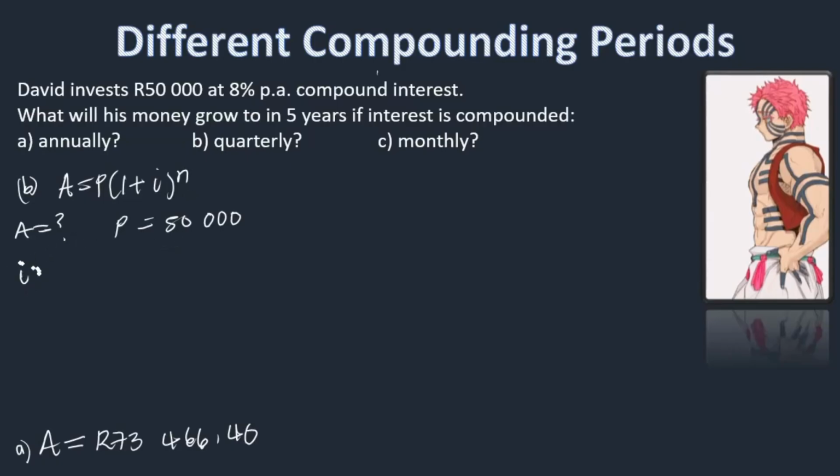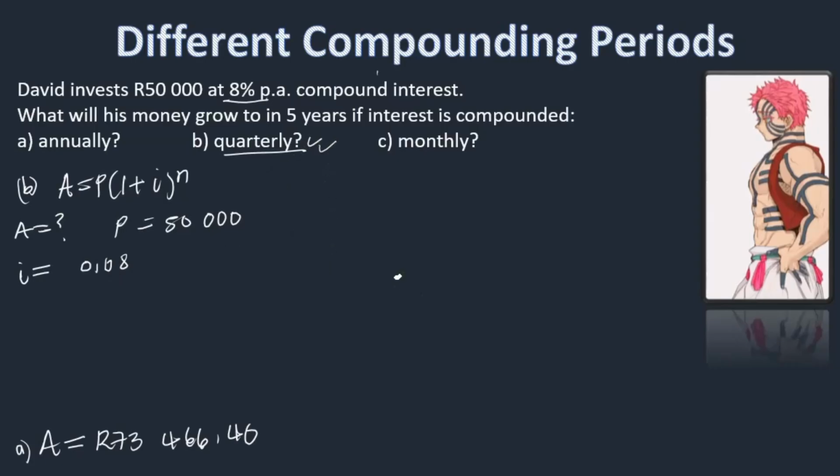My interest rate is still 8%. The only different thing is that it's being compounded quarterly, right? So my interest rate is still 0.08. But the new thing is that now it's being compounded quarterly.